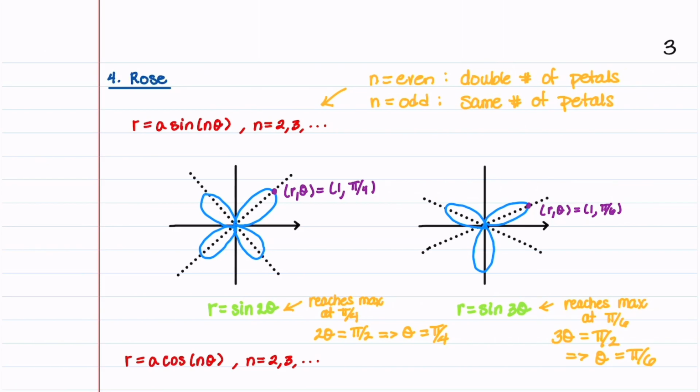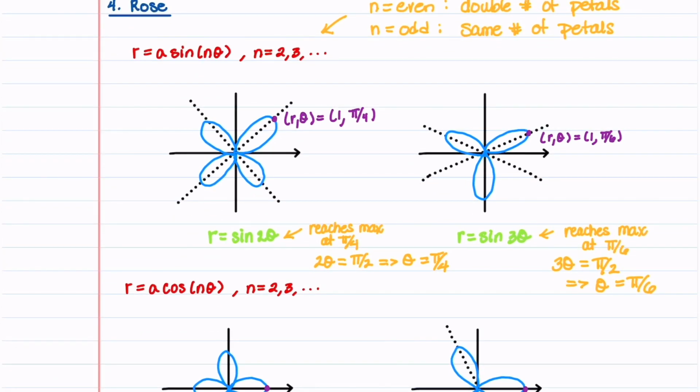The fourth type of polar equation is the rose, and this one is probably the hardest one to graph. The equations for a rose are r is equal to a sine n theta, and r is equal to a cosine n theta. N is an integer equal to 2 or more. When n is even, the number of petals are doubled. For example, when n is 2, there are 4 petals. When n is odd, there are the same number of petals. For example, when n is equal to 3, there are 3 petals in the rose.